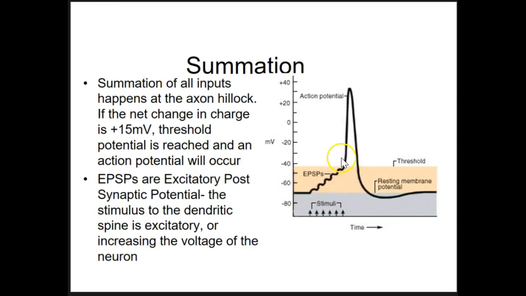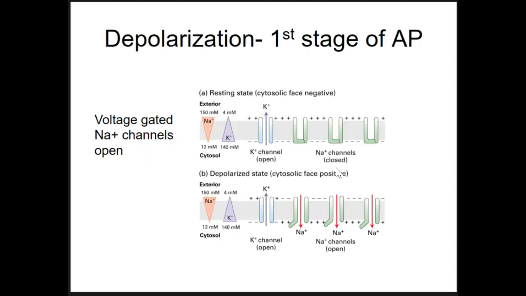If you get that summation, you get enough EPSPs, you make it to positive 15 millivolts, and you reach threshold potential, you will start your first stage of the action potential. We've got a couple of new channels. First is a voltage-gated sodium channel, and it's exactly what it sounds like. If we get that positive 15 summation, that's the voltage needed to open the gates of these sodium channels. And sodium is a positive ion. If voltage-gated sodium channels open in response to that positive 15 millivolt summation, you will have an influx of sodium into the cell.